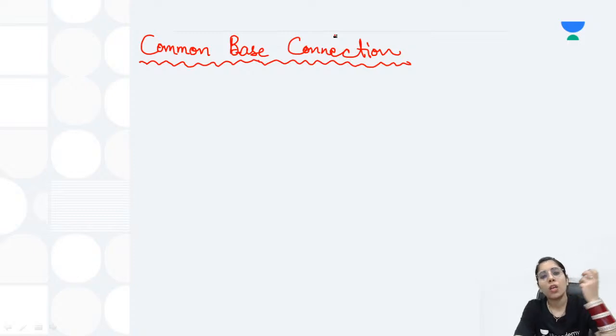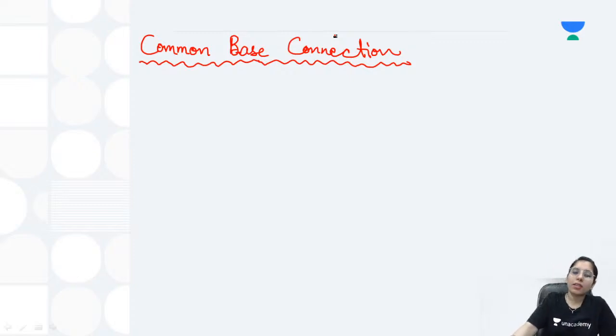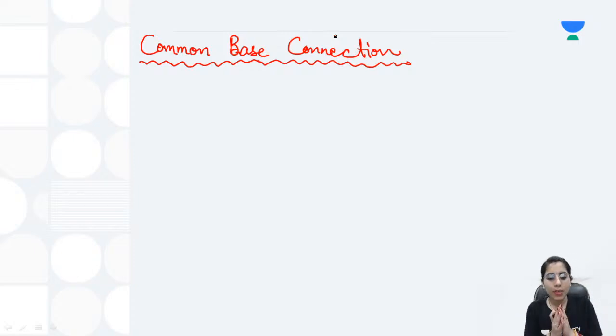Okay guys, the general thing about the common base connection you can consider here is that the base will be common on the input and the output, both the sides. That is the meaning of common base. Common base. Base is common on the input and the output, both the sides.